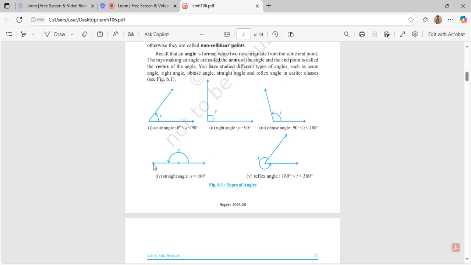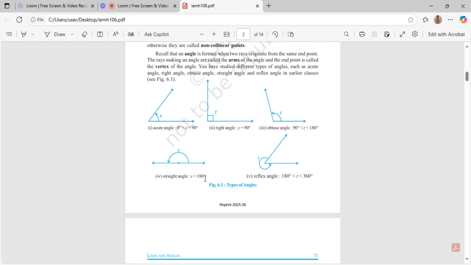And what happens when these two rays form a straight line? We call it a straight angle. The angle on a straight line is always 180 degrees. That is the fourth figure. The angle on a straight line, we call it a straight angle and the measure is 180 degrees.